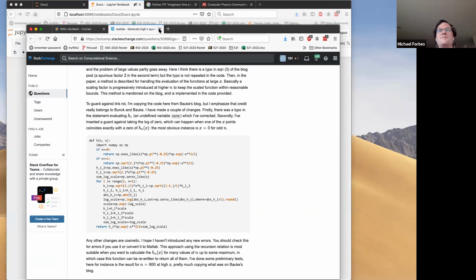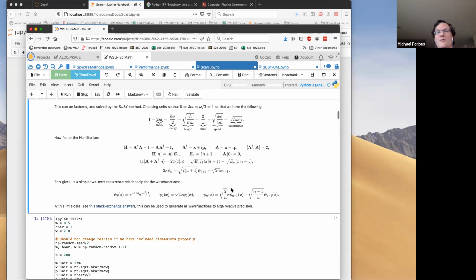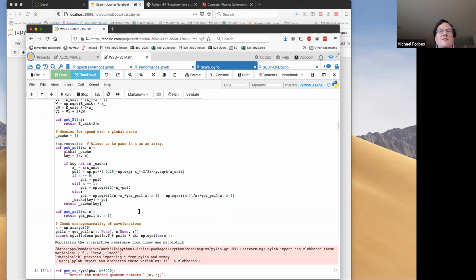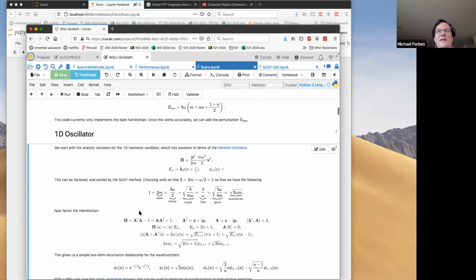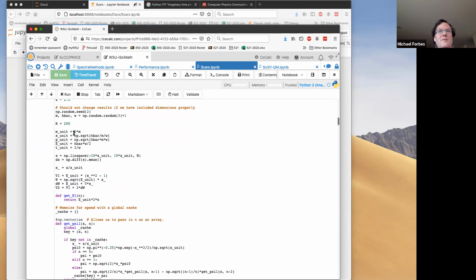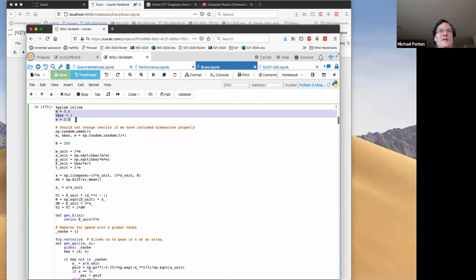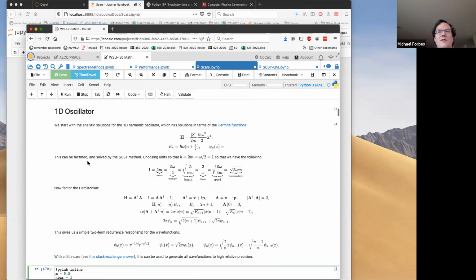We don't need it here. The recursion relationship that I implemented, which is just based on this, works well enough for around 100, which is what we're using. So this chunk of code solves the problem exactly, basically. Okay, so these are my units, setting my physical units. These are all 1 in the appropriate units. So that's what this is here.